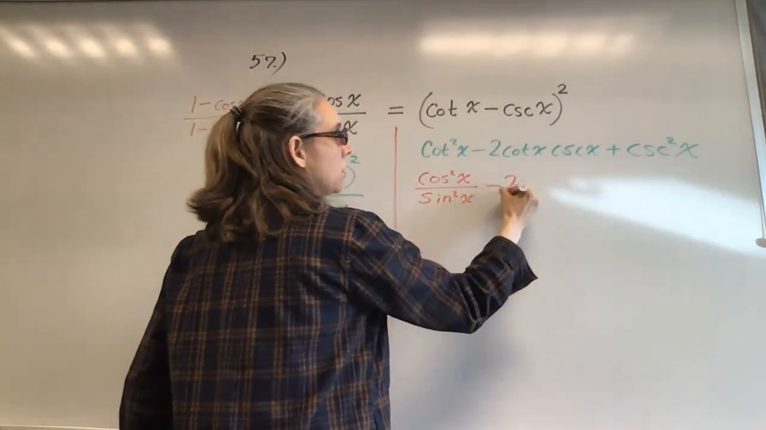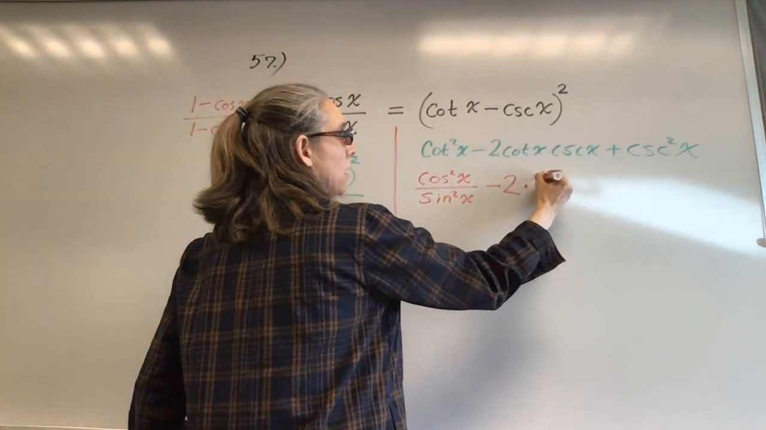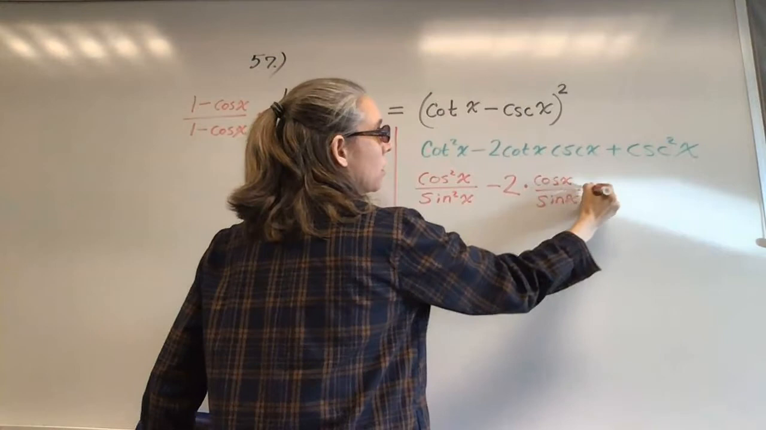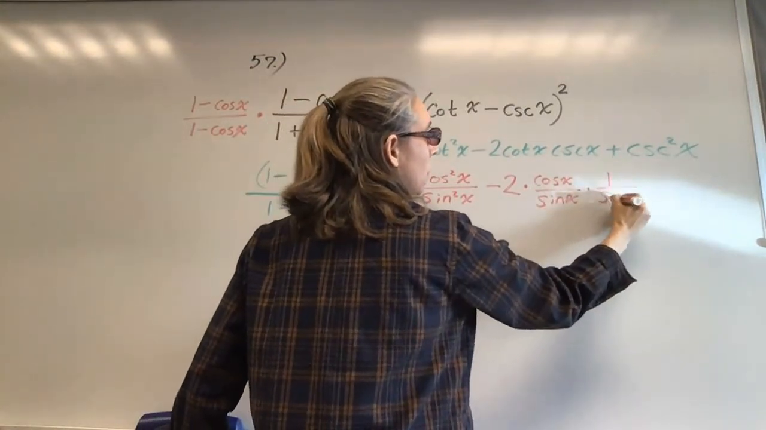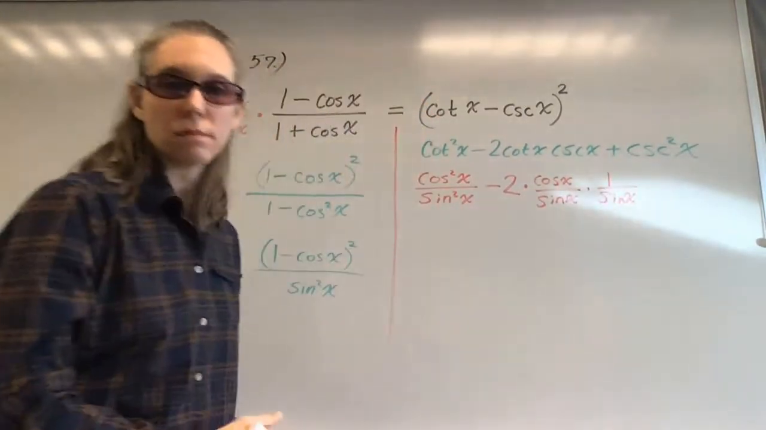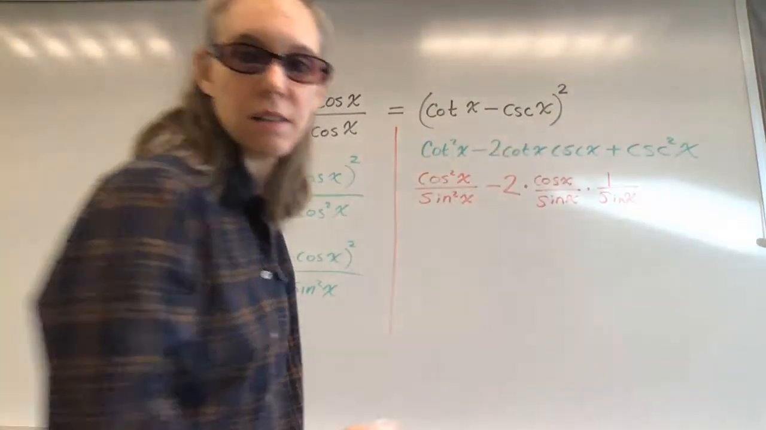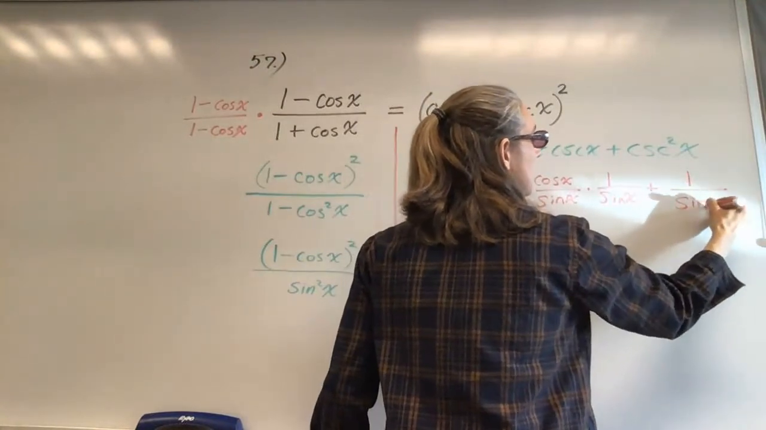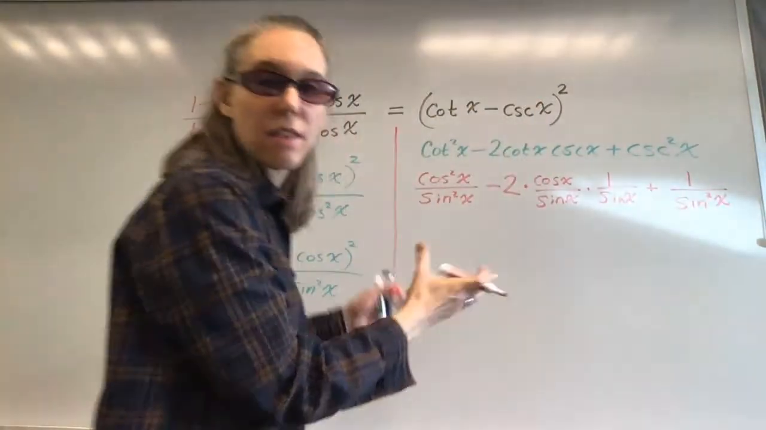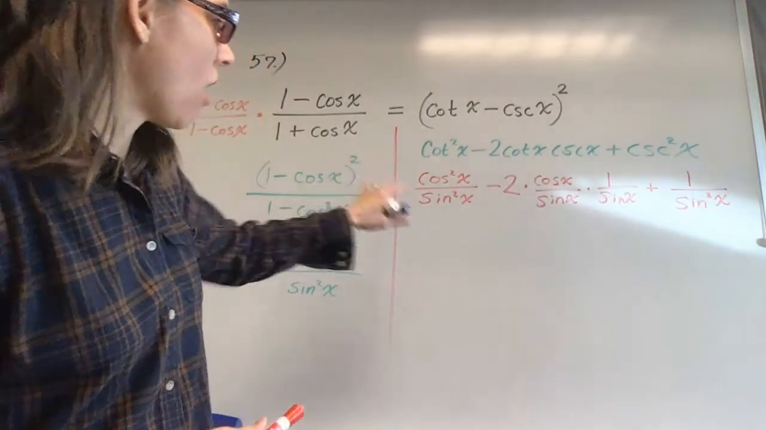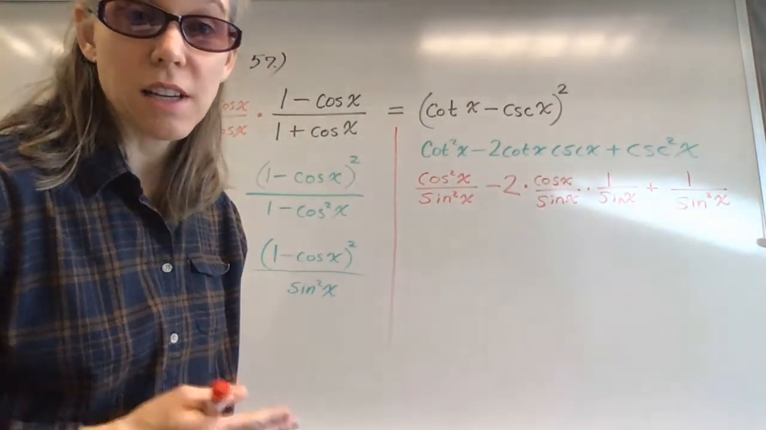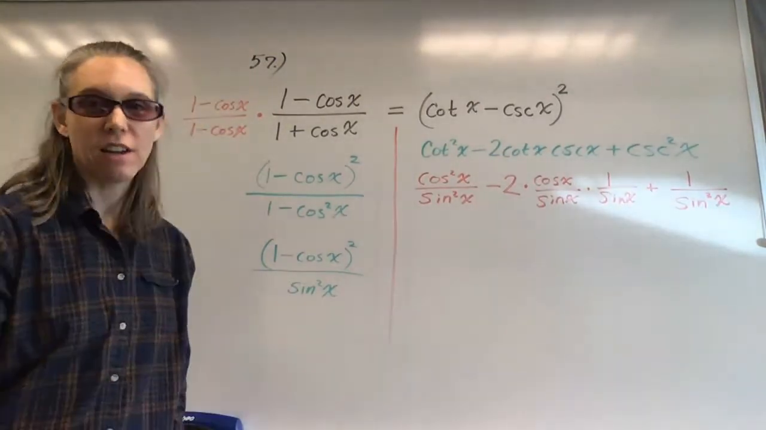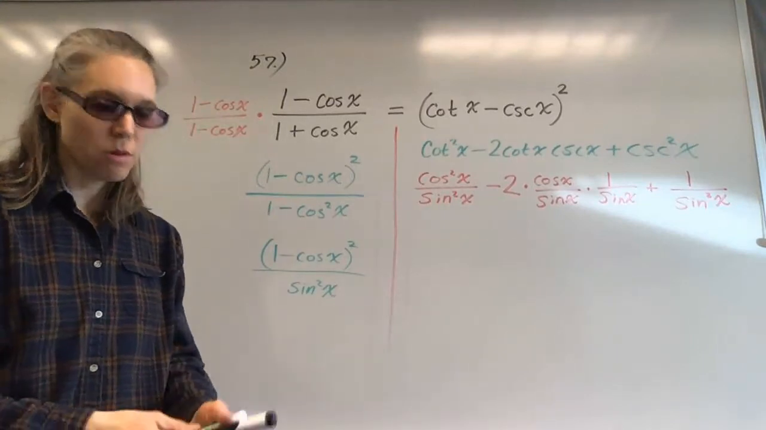Then I have minus 2, cotangent again is cosine over sine. Cosecant is 1 over sine. And then cosecant squared is 1 over sine squared x. And then this is exciting because now all 3 of those denominators are sine squared x. And that's doubly exciting because over here my denominator is a sine squared x. So now I know I'm on the right track.